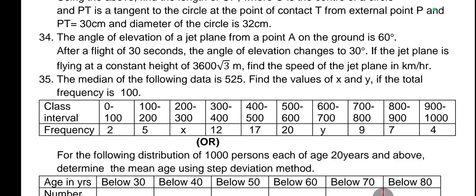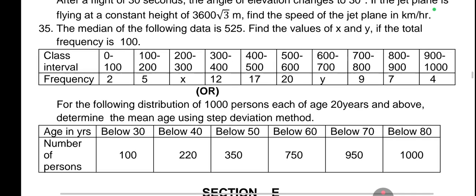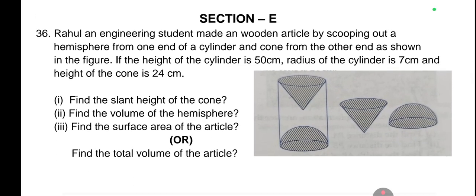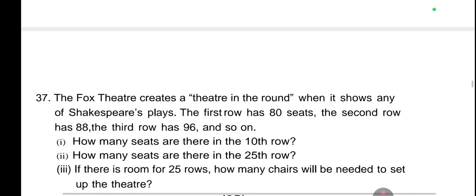35, median 525, total frequency 100. Repeated question, an example sum in our NCERT. Then as a next one, they have mentioned to do it by the step deviation method. And this sum you may remember from the engineering student book, we have some second exercise, second question if I am correct. That type of question only.